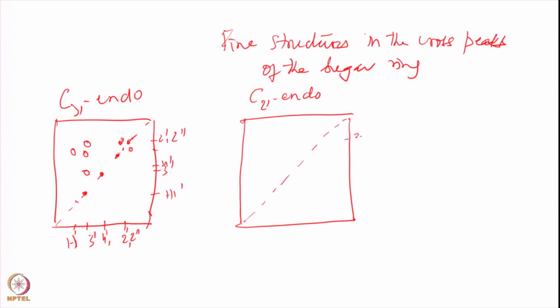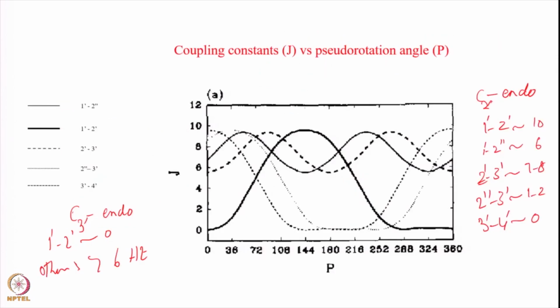You have the 2 prime, 2 double prime, then you have the 4 prime, then 3 prime, then the 1 prime. So let us draw the same thing here: 2 prime, 2 double prime, 4 prime, 3 prime and 1 prime. Now what peaks will be present here for the C2 prime endo geometry? Go back and look here, we wrote those ones here. What are the coupling constants? 1 prime 2 prime coupling is very large, therefore I will see the 1 prime 2 prime cross peak, okay.